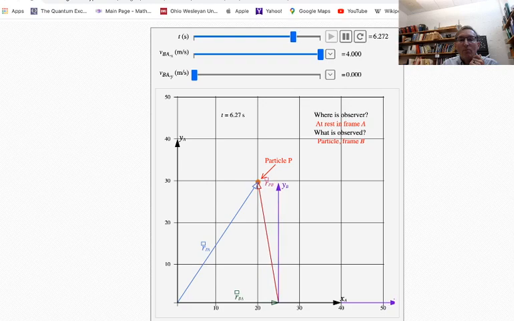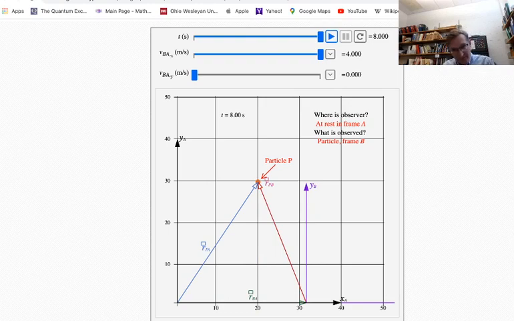Okay, it ran for 8 seconds. I'm going to set it back again. I want you to focus on the particle P. Watch the particle. We are observing from frame A, and we are observing the particle. What can you tell me about the position and the velocity of the particle as observed in frame A? If you want to pause the video and think about it a little bit, feel free to do so. Okay, did you think about it a little bit? What do you observe about the position and the velocity of particle P as observed in frame A?